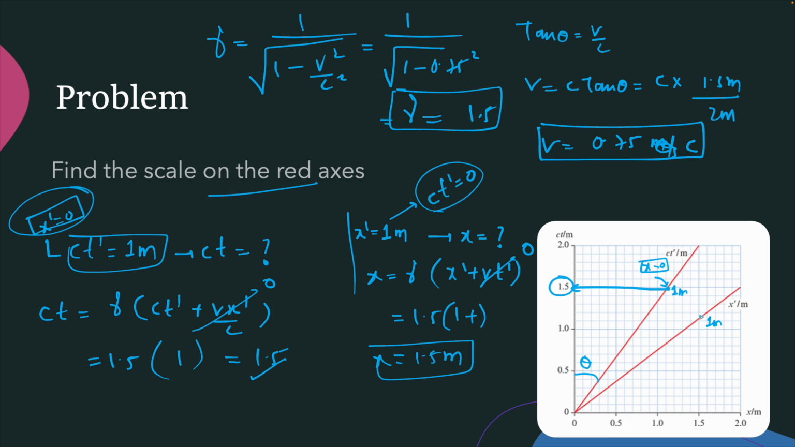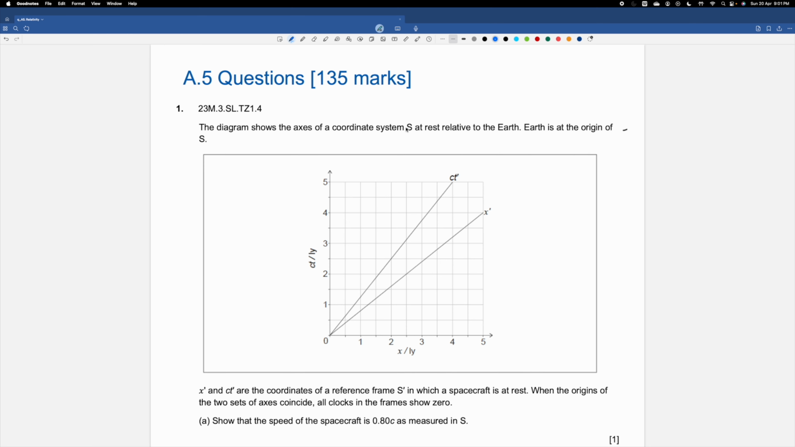So that means when the value of x prime is 1 meter, at that moment of time, the value of x is 1.5 meter. Now let's do some past paper questions.